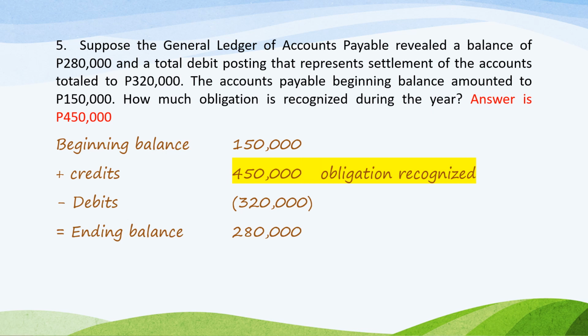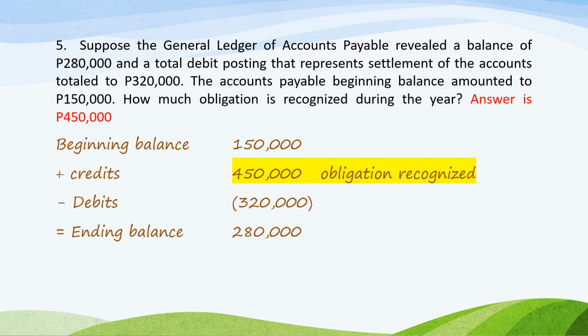So we will start at the bottom to get what is the missing amount on the top. So we have here ending balance of 280,000. We will add the 320,000 because it is a deduction. So to reverse the mathematical operation, add. So 280,000 plus 320,000. And then minus the beginning balance of 150,000, we will get the 450,000 obligation recognized.